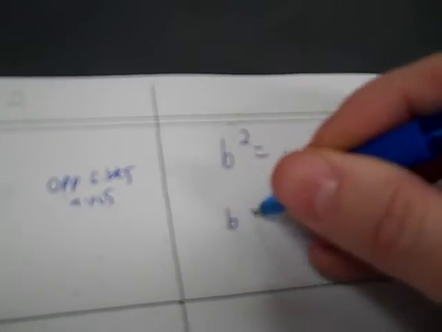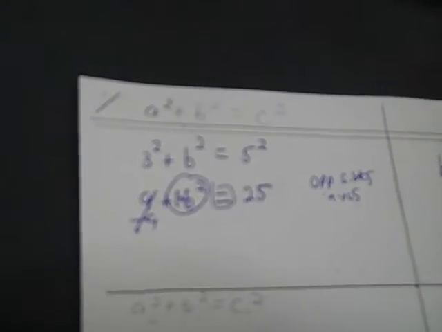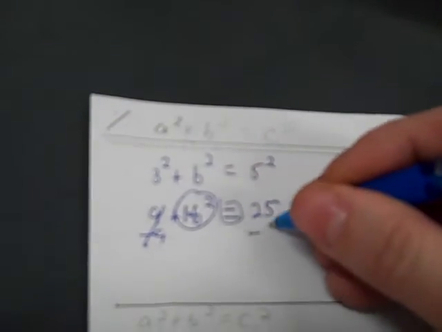Oops, another thing I forgot. Put b squared equals and then b equals. You should do that once you're to here. I'll try to do a better job on the next problem. And then I minus 9 from 25. So 25 minus 9 is 16.